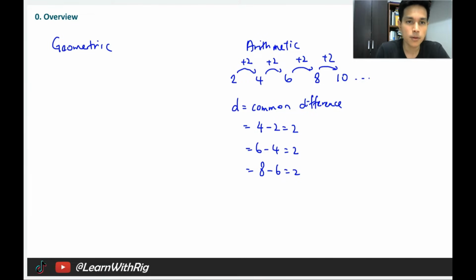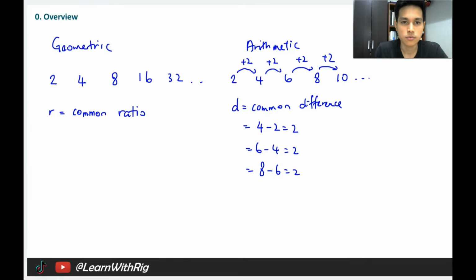Alright, what about geometric? Geometric is when you have a sequence that has a common ratio. Let me give you an example. Let's say 2, 4, 8, 16, 32, and so on. What is needed for geometric progression is this thing called R. R is known as the common ratio. How do you find the common ratio?